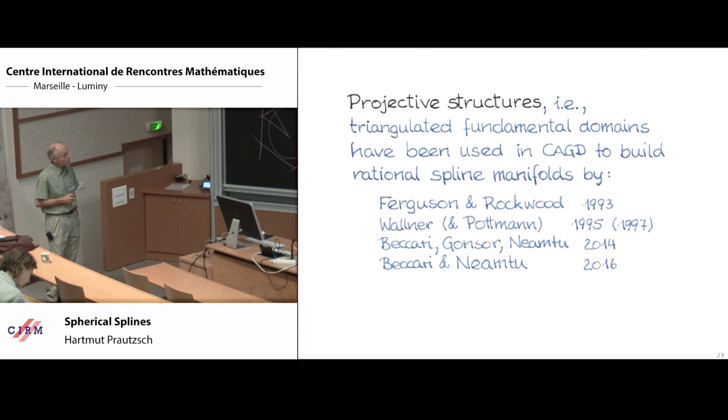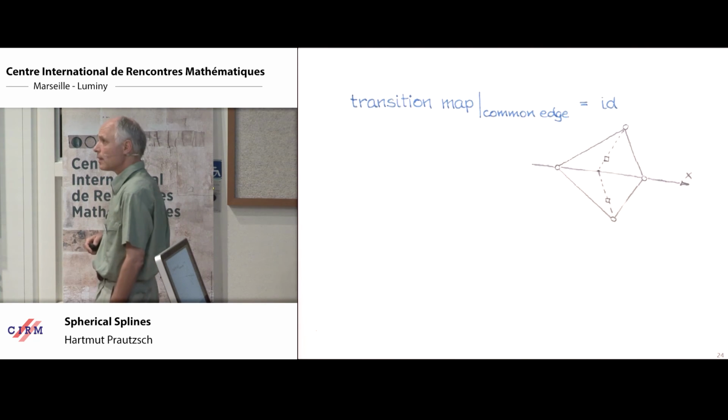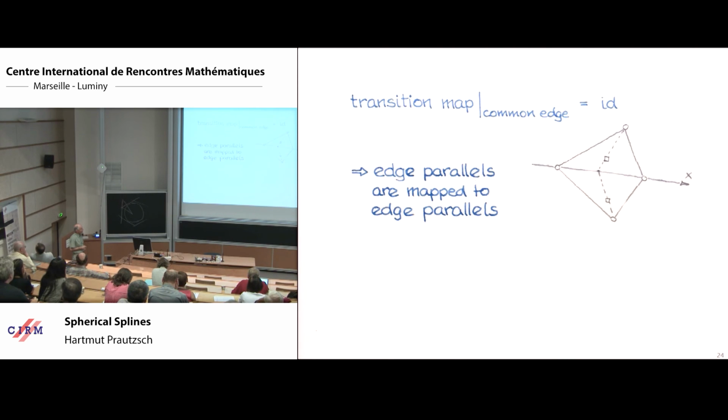We have here rational splines, and we can get integral splines if we consider the following. The transition maps we have here are such that the common boundary, the common edge of 2 triangles gets mapped onto itself identically. And that means that the ideal point of the line is mapped onto the ideal point. That means that parallel lines to this edge are mapped to parallel lines of that edge.